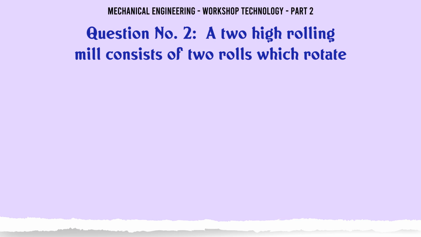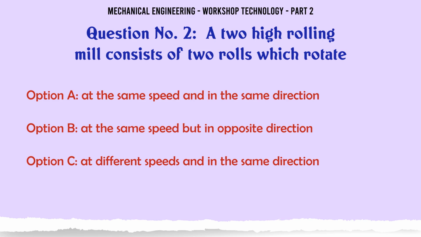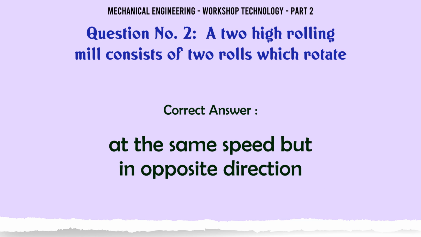A two-high rolling mill consists of two rolls which rotate A. At the same speed and in the same direction, B. At the same speed but in opposite direction, C. At different speeds and in the same direction, D. At different speeds and in the opposite direction. The correct answer is at the same speed but in opposite direction.